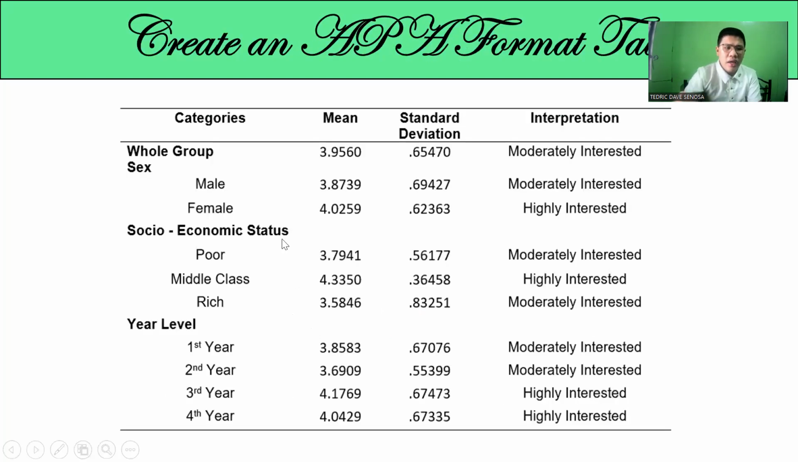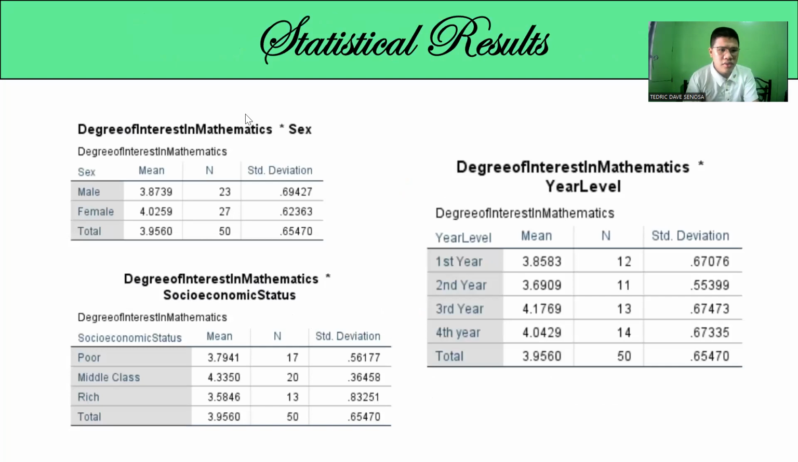And then, when categorized according to sex, here and here, this will be coming from this row, this table.